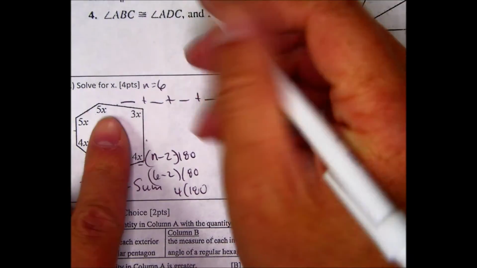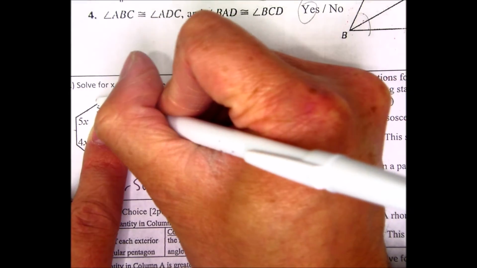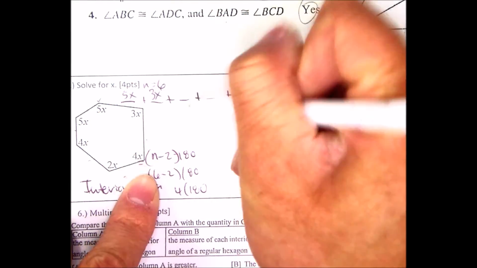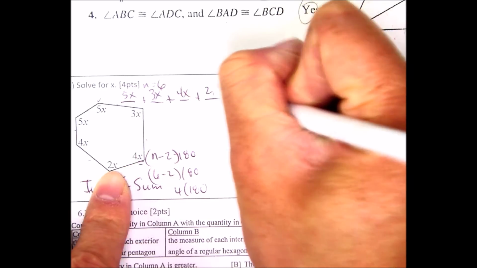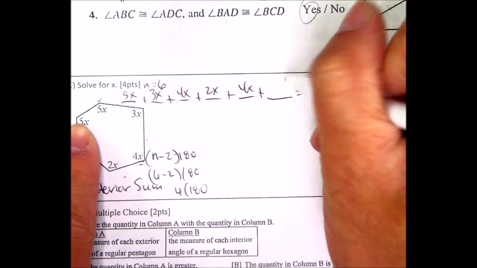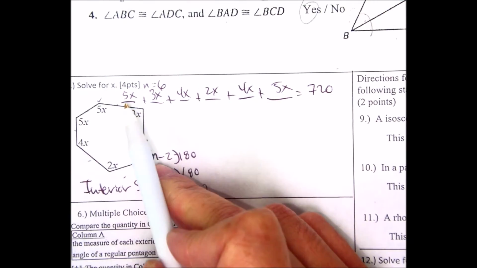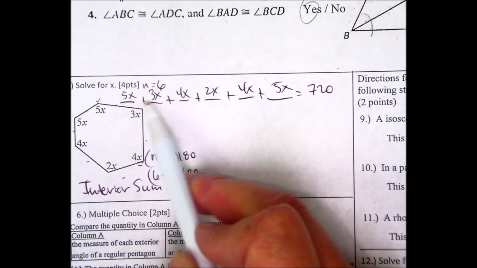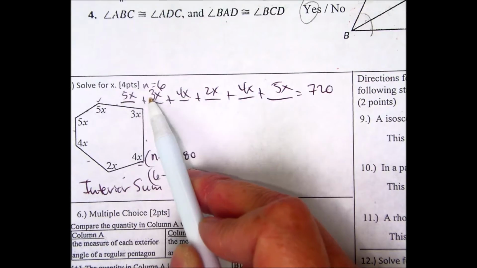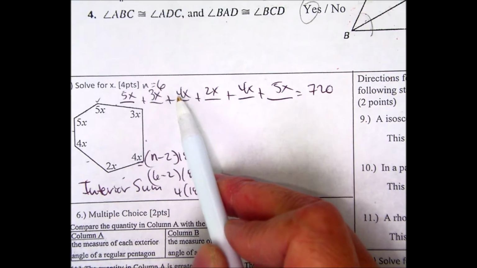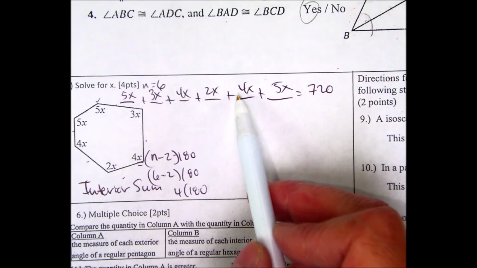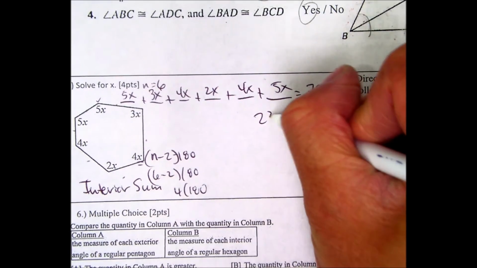And then I just go around filling it in. Once you pick a spot, put a little check mark to help me remember. 5x, 3x, 4x, 2x, 4x, and 5x. So then you just add these all up. These are all like terms. So 5x plus 3x, I'm just adding coefficients. 5 plus 3 is 8. 8 plus 4 is 12. 12 plus 2 is 14. 14 plus 4 is 18. 18 plus 5 is 23x.